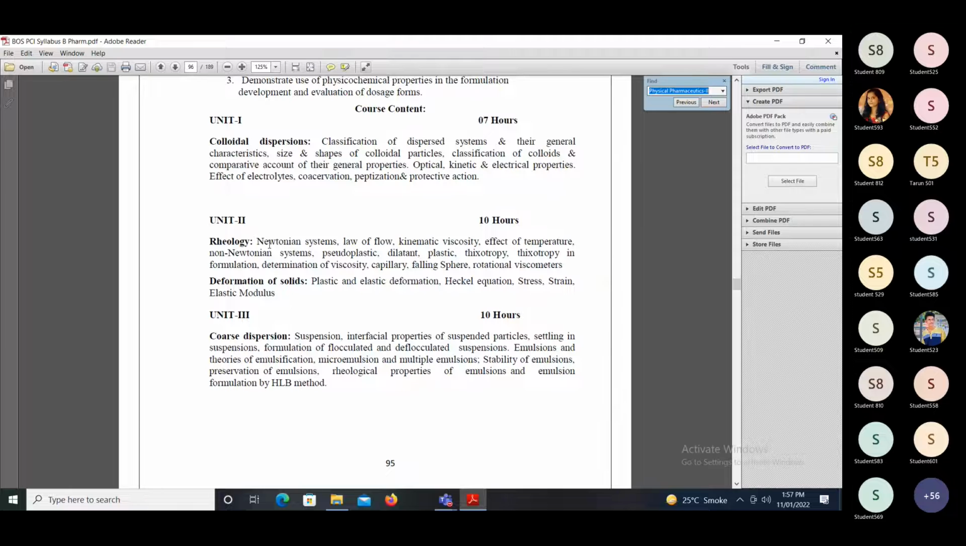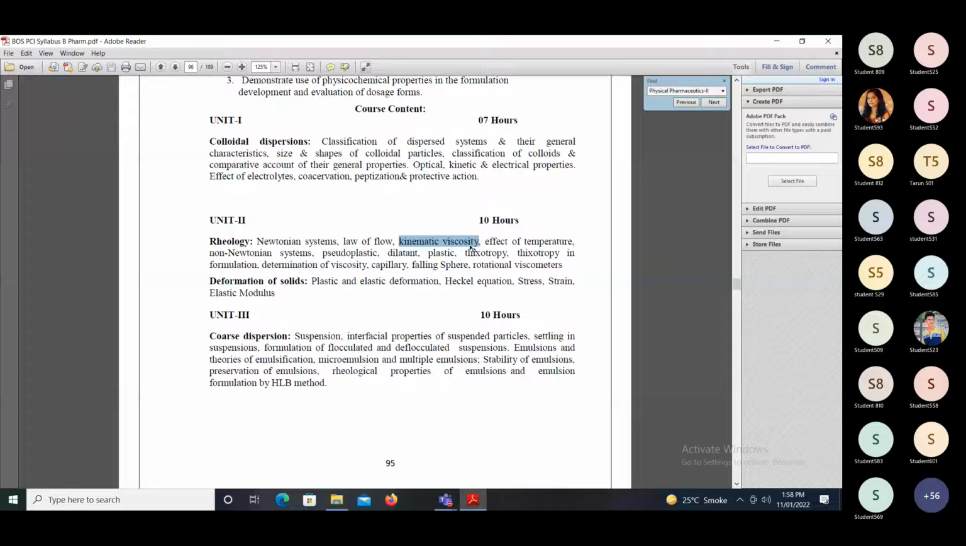Afterwards, in Newtonian and non-Newtonian systems, we are also going to study the flow of fluid, the different laws of flow, whether it is a Newtonian or non-Newtonian system, and discuss them in this rheology topic. And afterwards, the different types of viscosities: absolute viscosity, relative viscosity, specific viscosity, then kinematic viscosity. These are all the different types of viscosity.